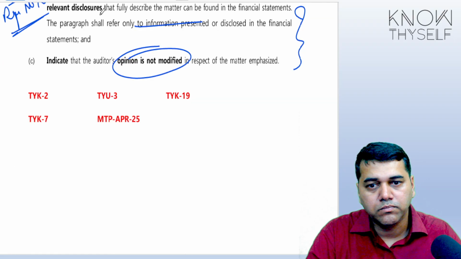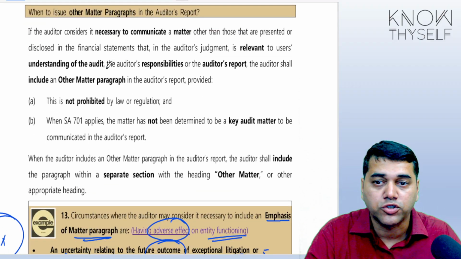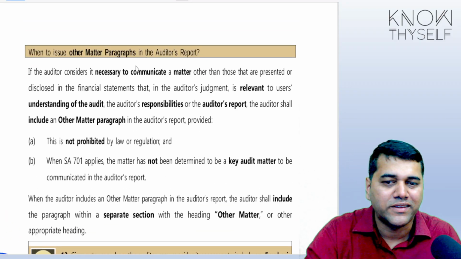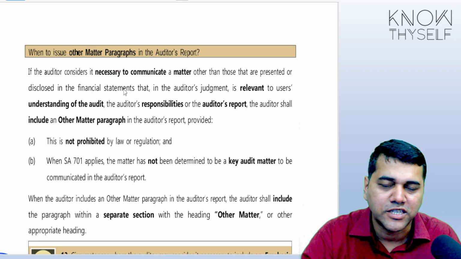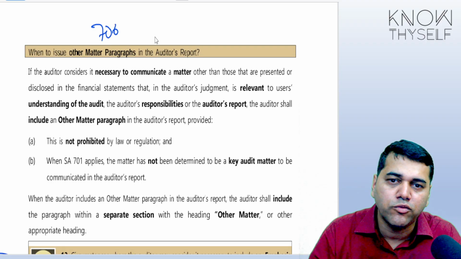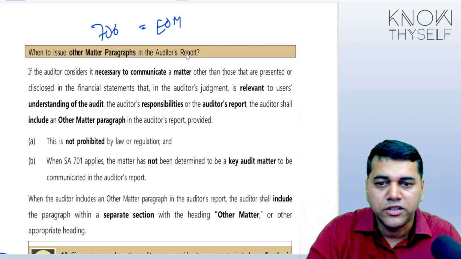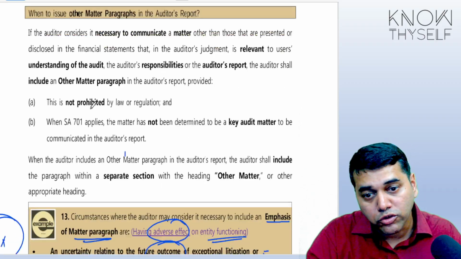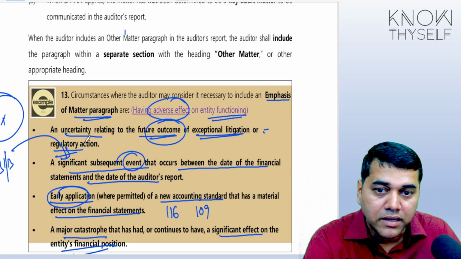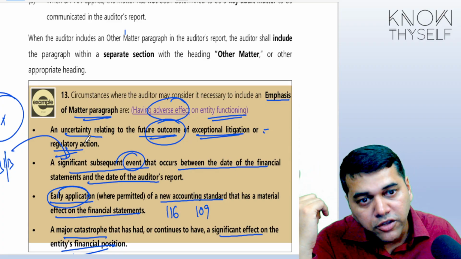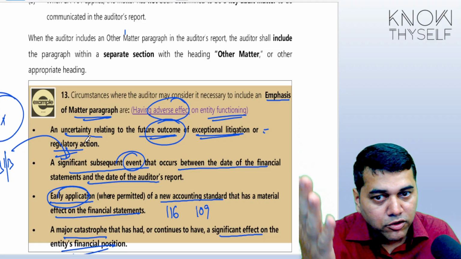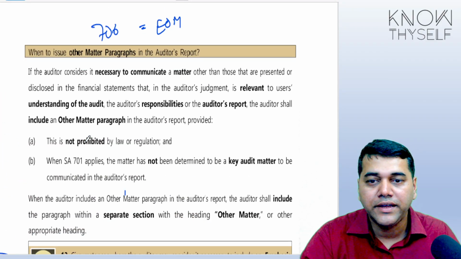Yes, hope it's clear. Very good number of questions were there. When to issue other matter paragraph? Very small section. Nothing much discussed. That means entire 706 is revolving around emphasis of matter. See, not even one example they have given here in the study material. And it looks like your example of other matter, but this happens to be your emphasis of matter paragraph example. They could have given it there only. You see how they will try to irritate.